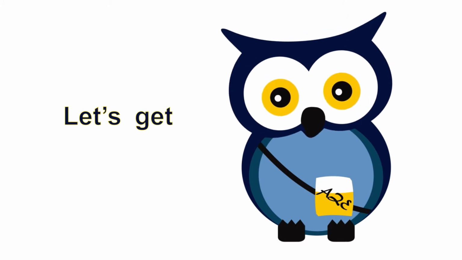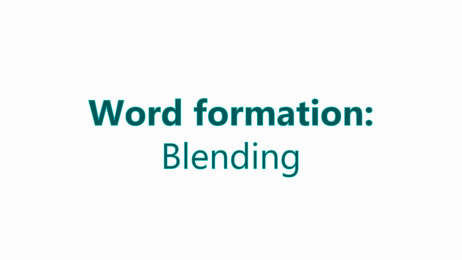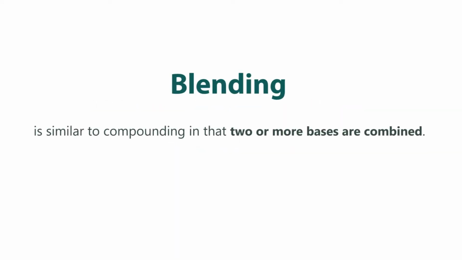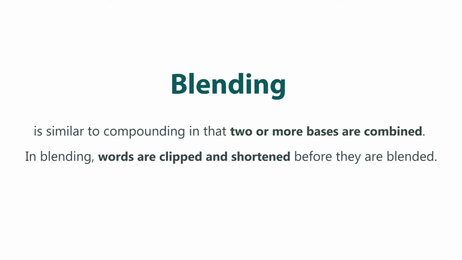So let's see what we've got today. Blending is similar to compounding. In compounding, we had two or more bases that were combined together. In blending, you usually have two words that are clipped and then put together after being clipped. So basically two separate words which already exist in the language are clipped, shortened. Then after they're shortened, they are put together as a new word. And the result of blending is a blend.